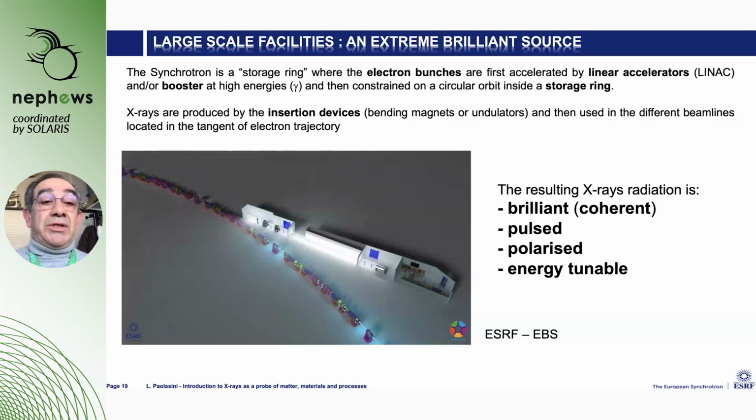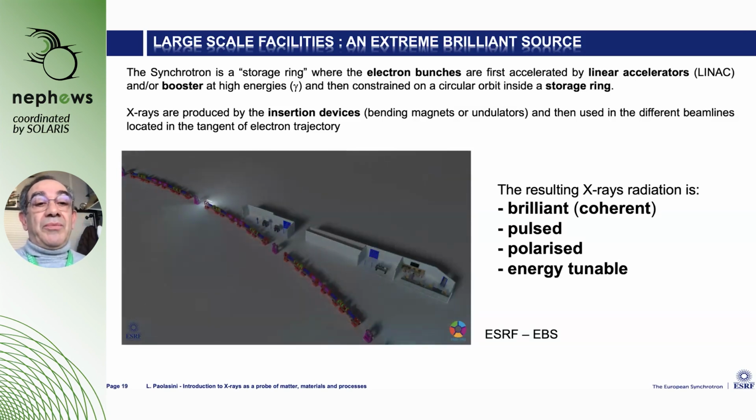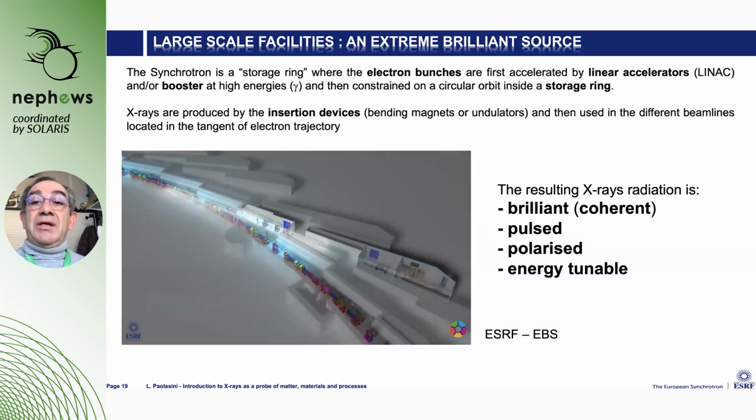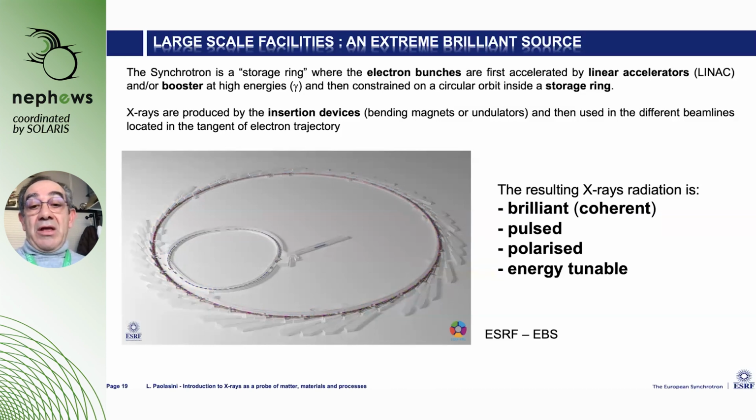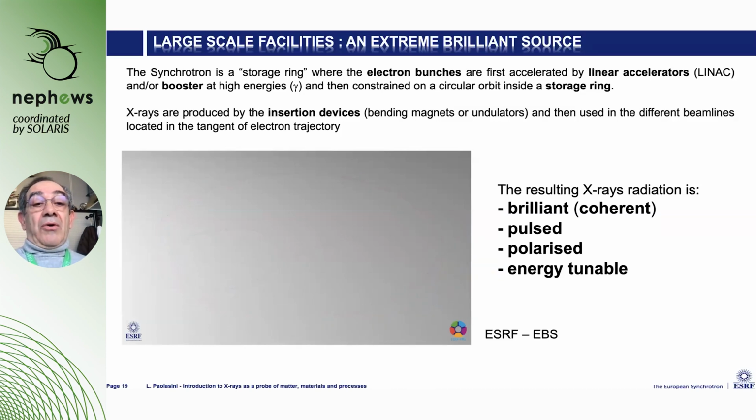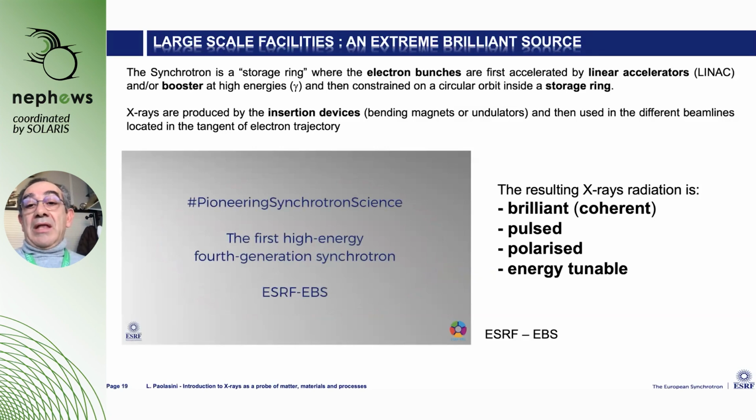These elements are like the bending magnet, which is the element of curvature to obtain a circular ring, or the undulator, which is a special device, and we'll describe very soon what it is. Then the different beamlines, organized in different ways, can take this very intense and brilliant beam. So the resulting X-ray radiation is brilliant, and we will see very soon what this means: pulsed, polarized, and energy tunable.